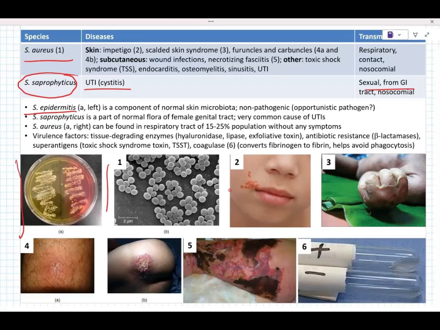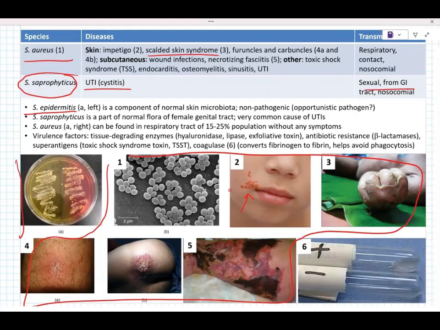Here is the illustration of what it can do on the skin. It can start with a fairly mild superficial skin infection known as impetigo, which is contact transmitted, and eventually develop into so-called scalded skin syndrome because bacteria start breaking down the connection between the epidermis and dermis, and skin is just falling off. If it infects hair follicles, it can result in furuncles and carbuncles. This is a furuncle. This is a legitimate carbuncle.